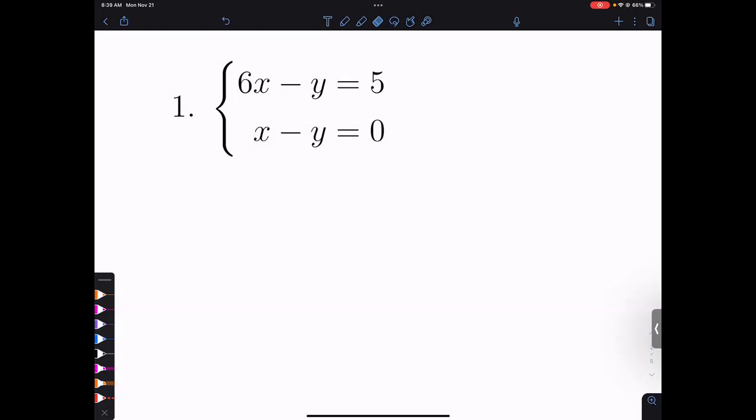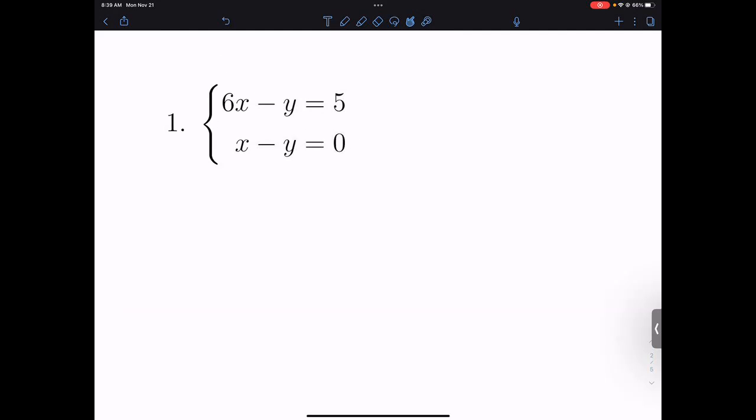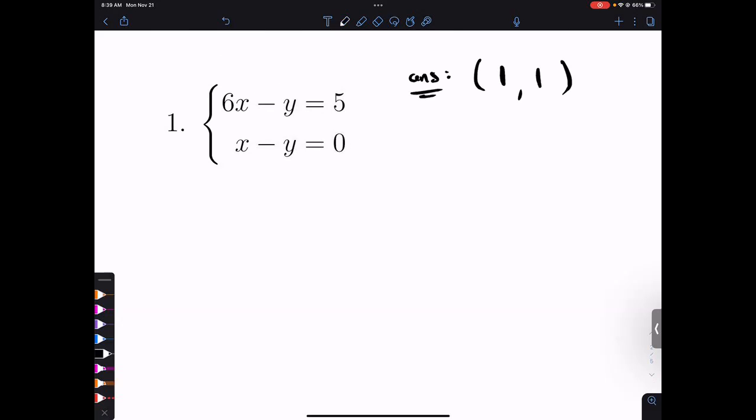All right, what'd you come up with? One? Well, okay, the solution should be an ordered pair, right? It's an x and a y. So 1, 1. How'd you do it? Everybody agree on 1, 1? Okay. Somebody tell me how you got there.